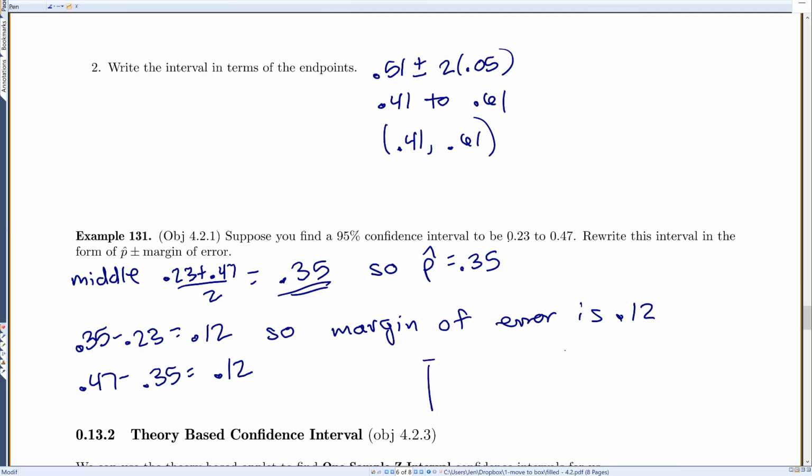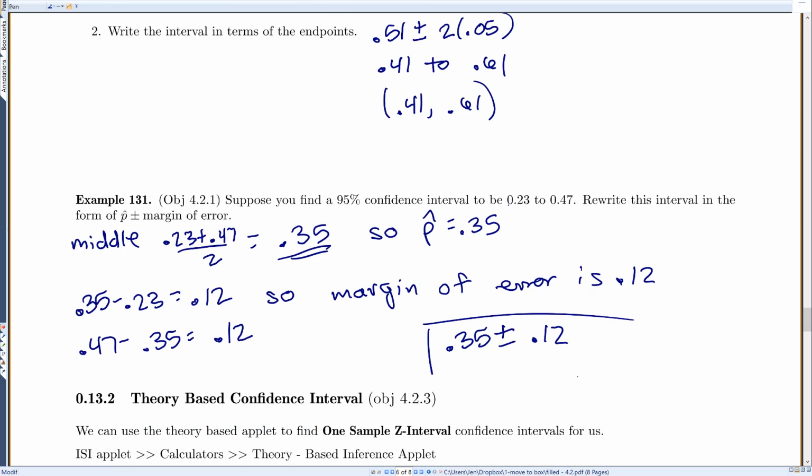So it could be 0.35 plus or minus 0.12 is how you would write that in terms of p hat plus or minus the margin of error. It's just using logic to figure out what the center was and what the margin of error was.